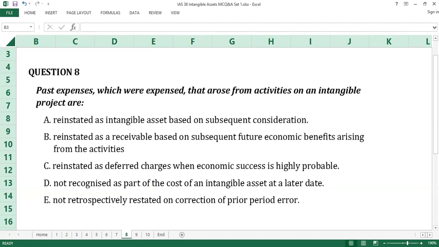Question number 8. The answer to question number 8 is D, not recognized as part of the cost of an intangible asset at a later date. IAS 38 provides that expenditure on an intangible item that was initially recognized as an expense cannot be recognized as part of the cost of an intangible asset at a later date. D is the answer to question number 8.